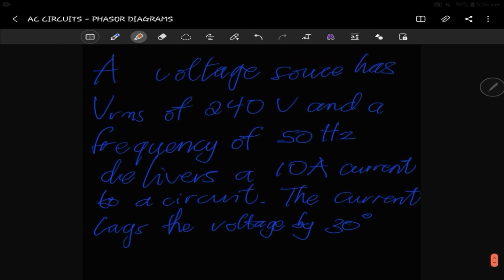Okay, this is what we have. It says the voltage source in the particular circuit has an RMS of 240 volts. That's the voltage source, and the frequency of this.